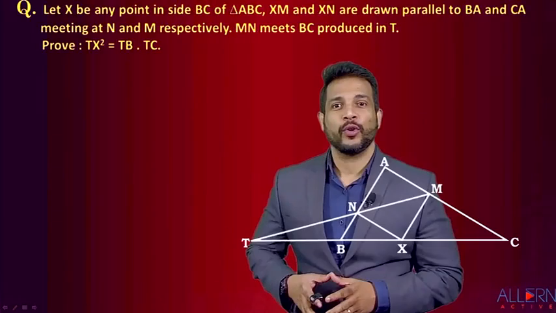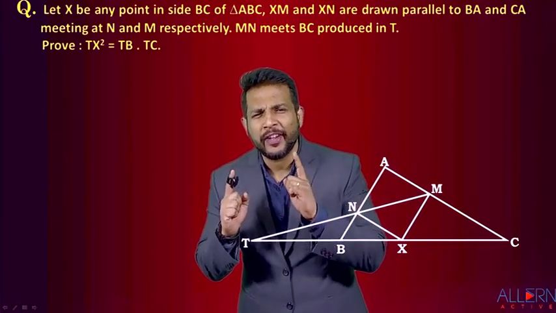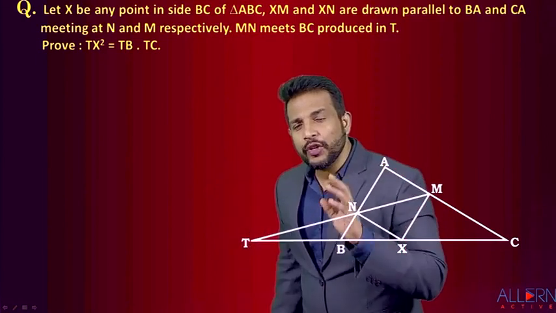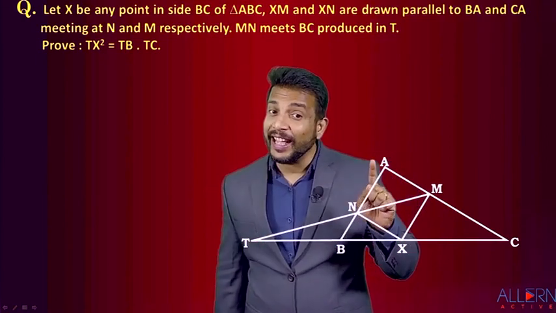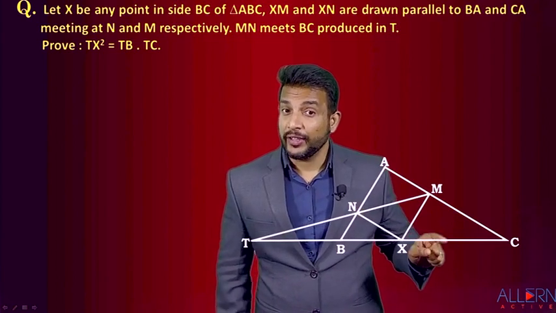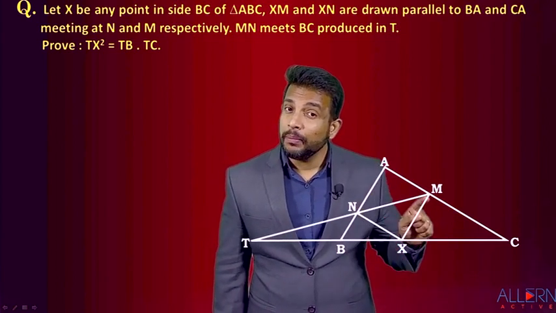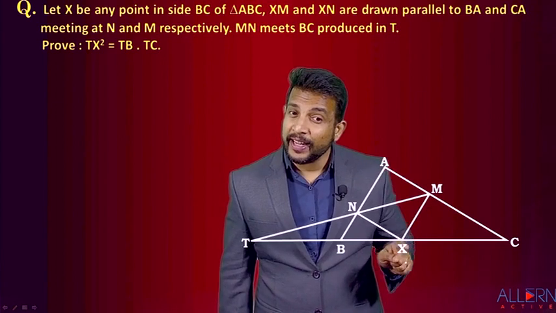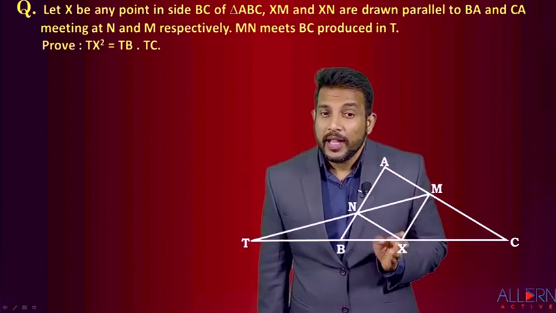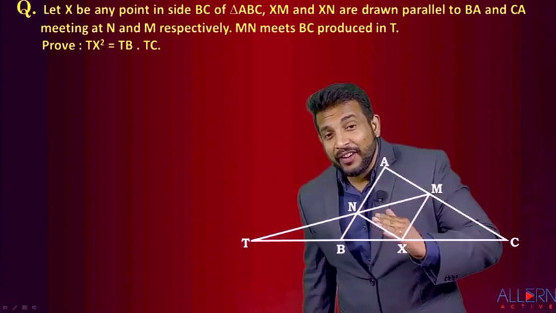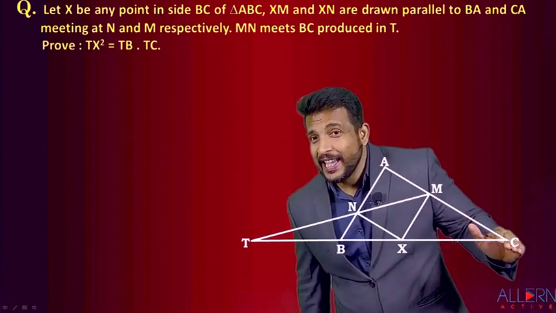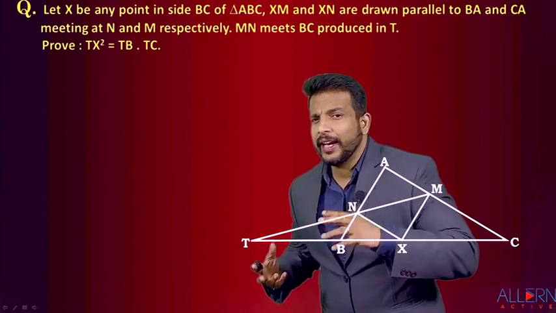It's a beautiful sum which you are going to do. It is going to be very interesting and very, very important, student. Now let's understand what it says: let X be a point on side AC of triangle ABC that is given. It says that XM and XN, we have two segments, XM and XN, they are drawn parallel. XM is parallel to BA and XN we have parallel to AC, meeting at points N and M respectively.